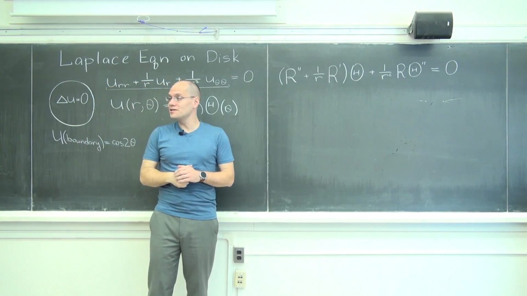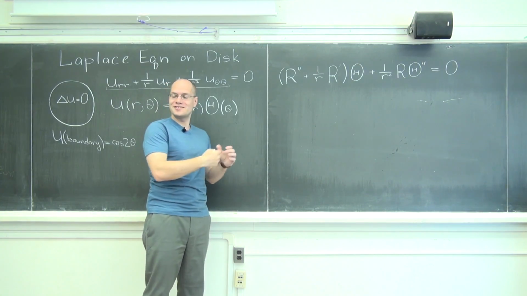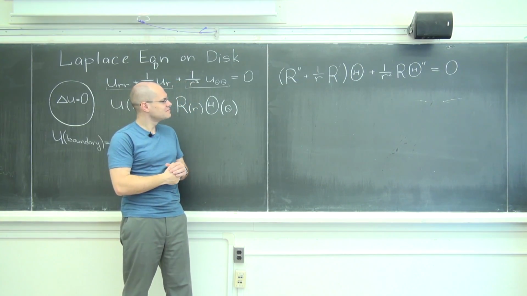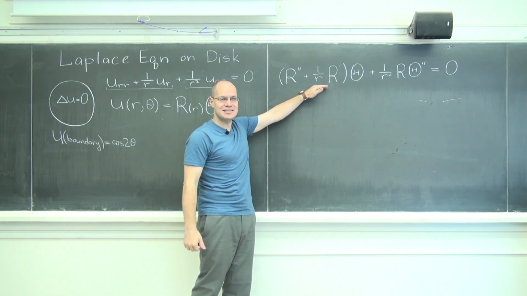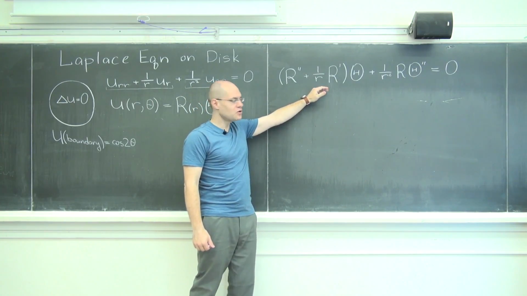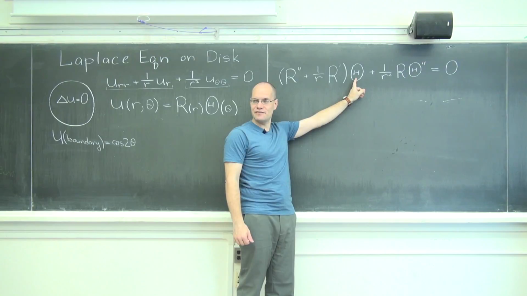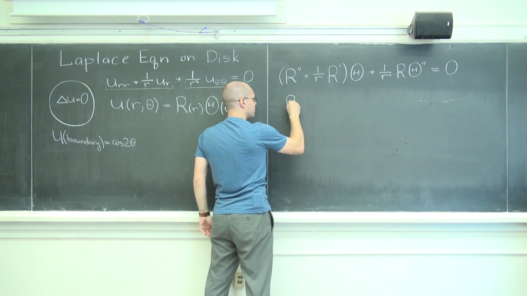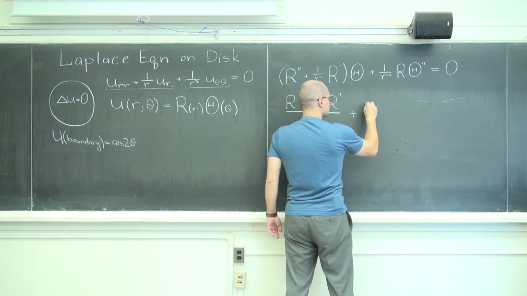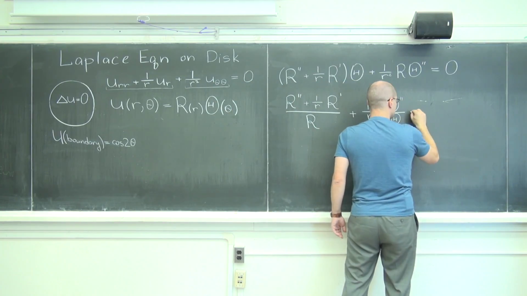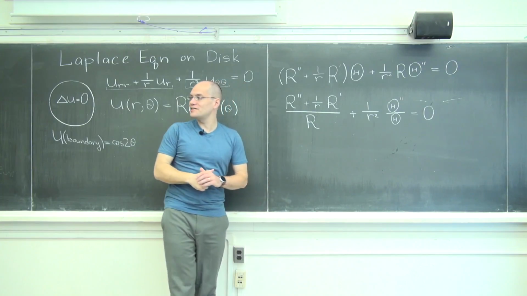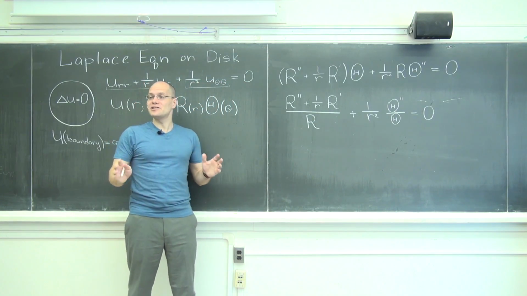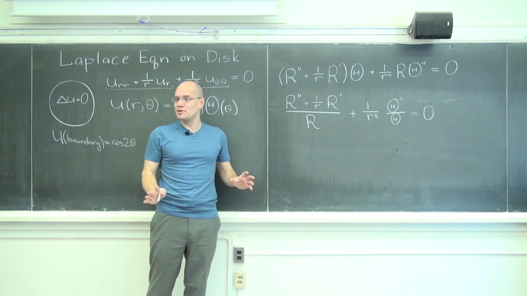And then, as always, to go towards separation, I will divide the entire identity by r theta, which will cancel this theta in the first term and this r in the second term. Okay, a step in the right direction. But as you can see, the variables haven't quite separated.